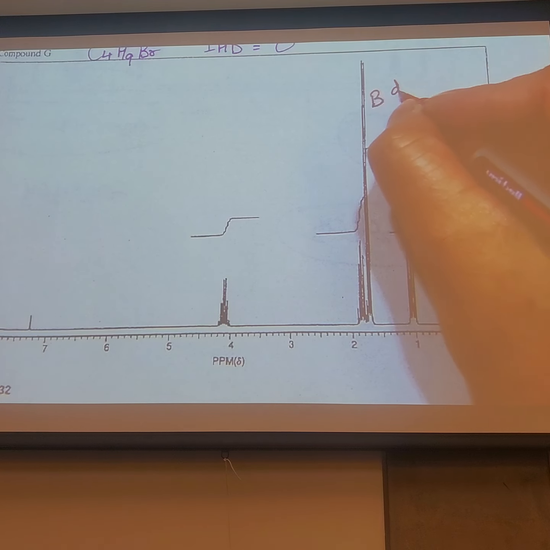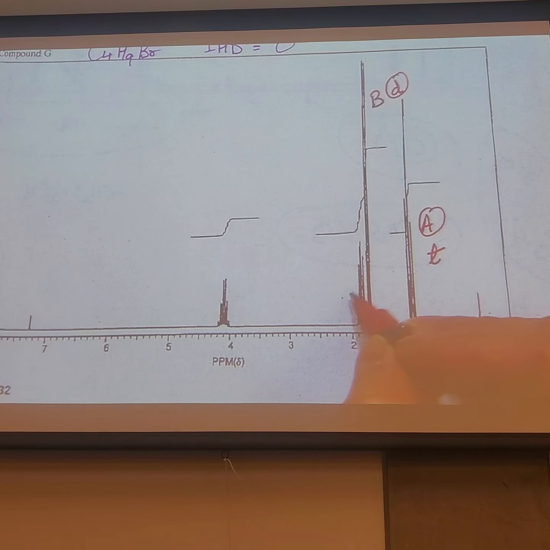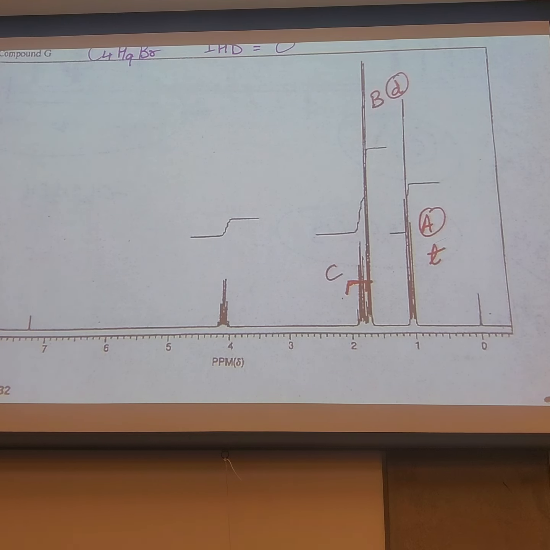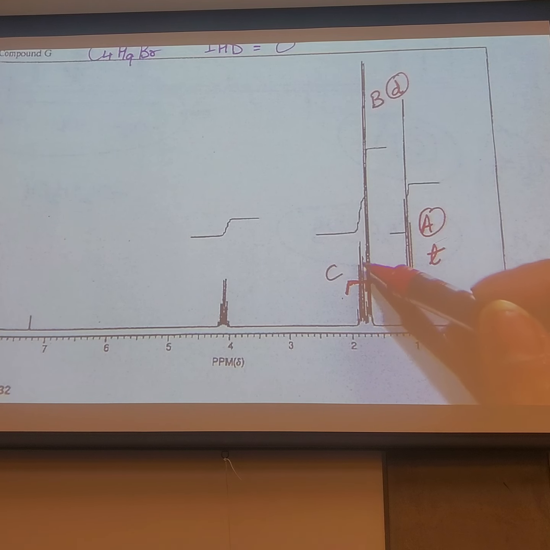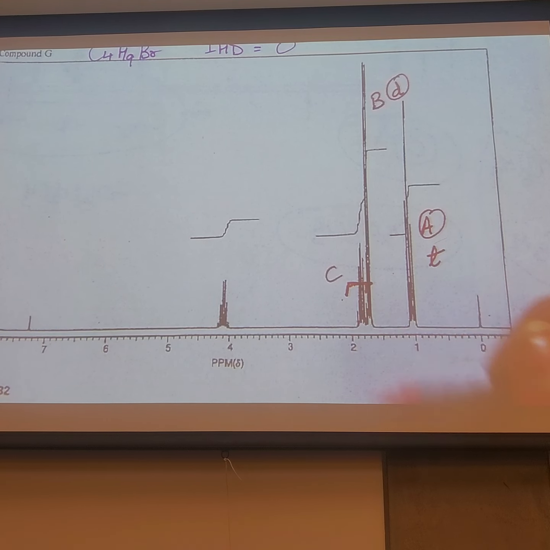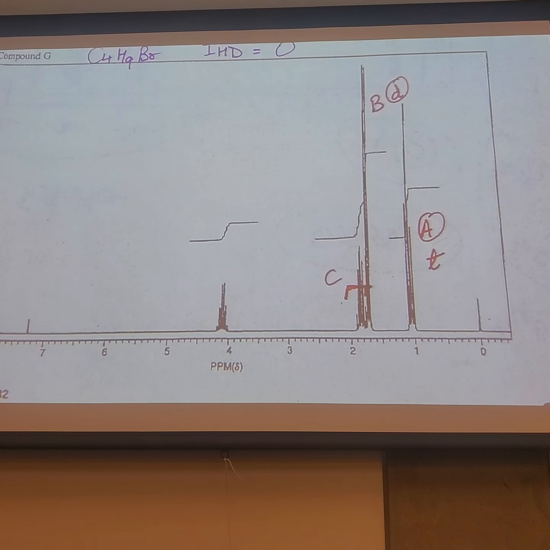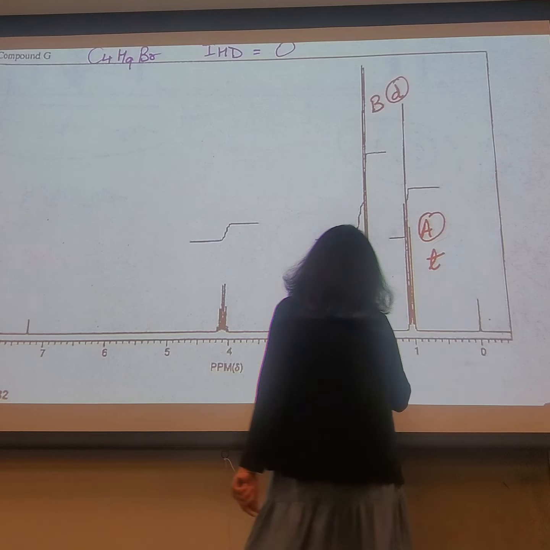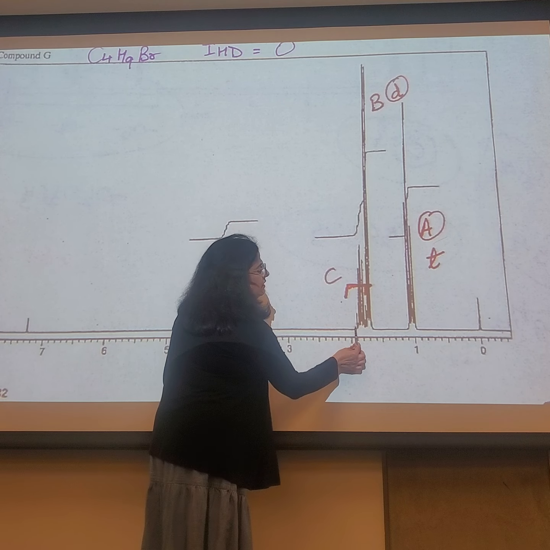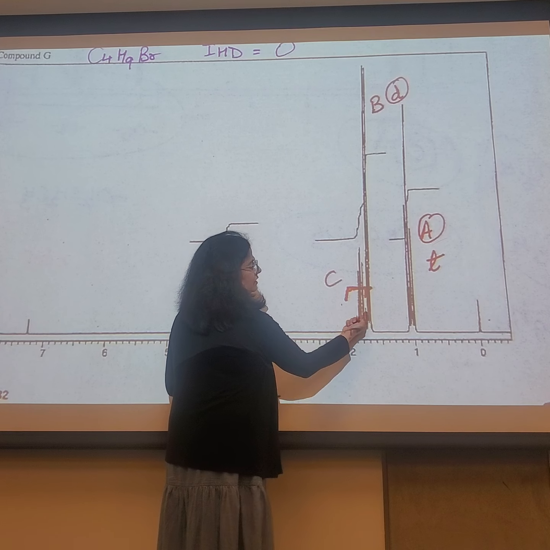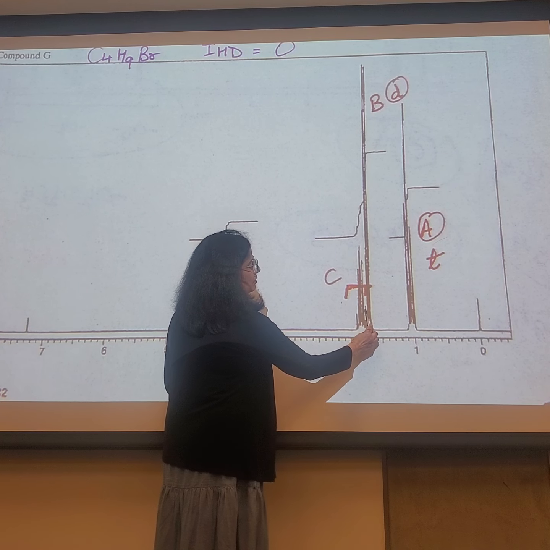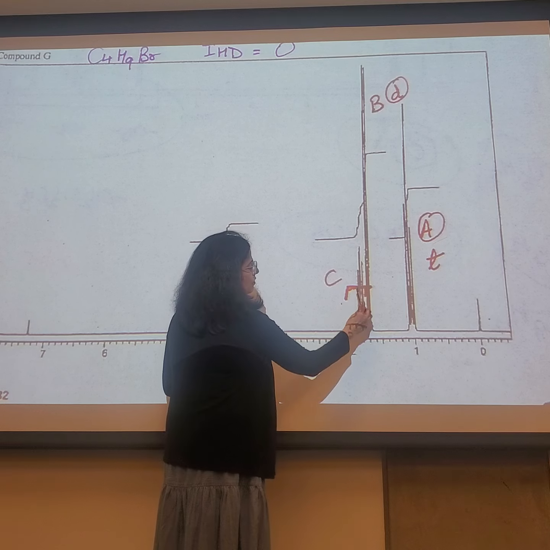That's a doublet. Now the C is kind of hidden. That signal is C. It's a little bit hard to see, but if you look closely, do you see 1, 2, 3, 4, 5, 6, maybe 7? Probably 7, because it is obviously 1, 2, 3, 4, 5. It looks like not a septet actually, because I'm not seeing anything small here. So I'm talking about this signal. So it's a pentet, right? 1, 2, 3, 4, 5.